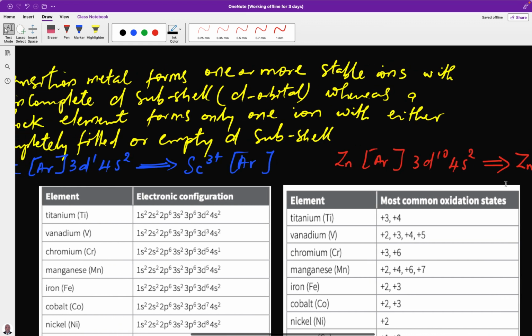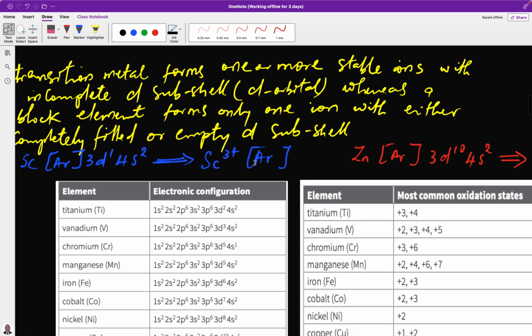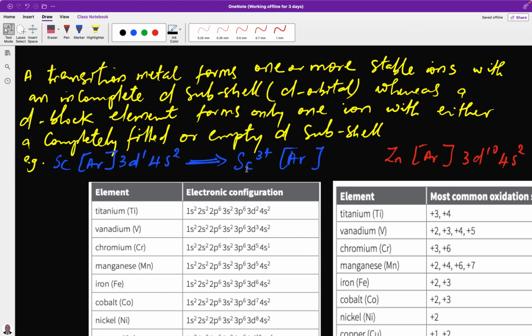So that's why I said, whereas a d block element forms only one ion with either completely filled in the case of zinc ion or empty d subshell in the case of scandium. So that is the only major difference. You can't be saying that transition elements form colored compounds, they act as catalysts, variable oxidation state, or they form complexes, whereas d block elements do not.